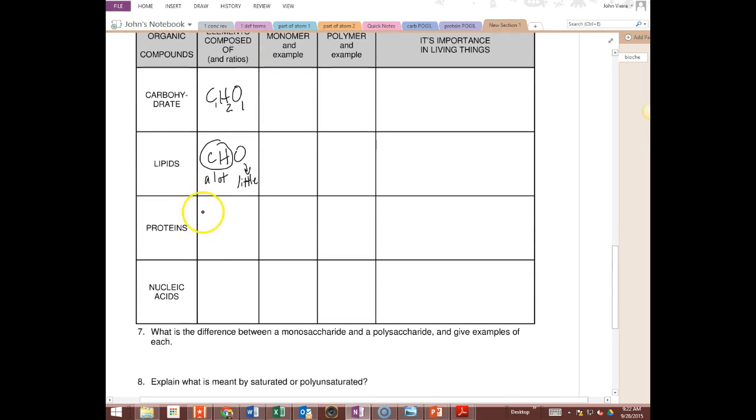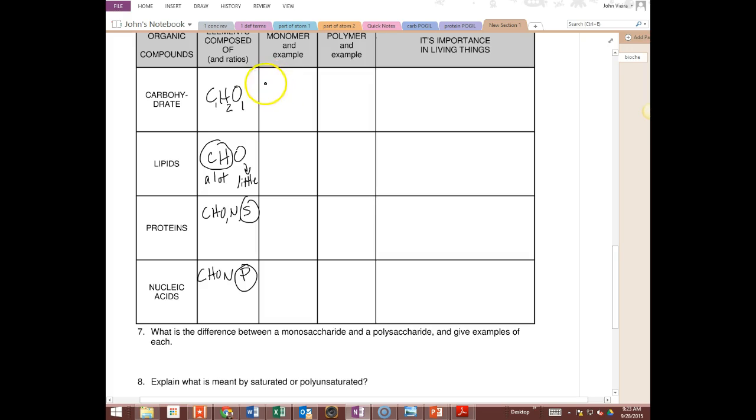Proteins also have carbon, hydrogen, oxygen, but they also have an amine group which contains nitrogen, right? And they also have sulfur. Okay? So they have all of those, CHONS. Nucleic acids also have carbon, hydrogen, oxygen, nitrogen. They don't have sulfur, they have a phosphate group. So the main difference between proteins and nucleic acids is that proteins will have sulfur in some of their amino acids. And nucleic acids like DNA have phosphates.